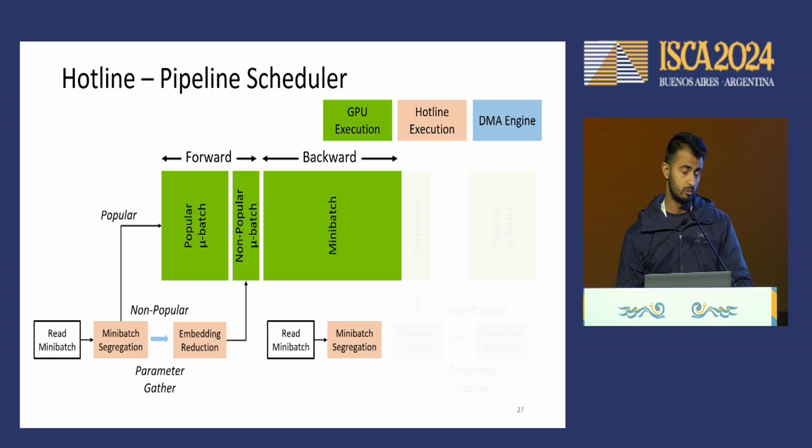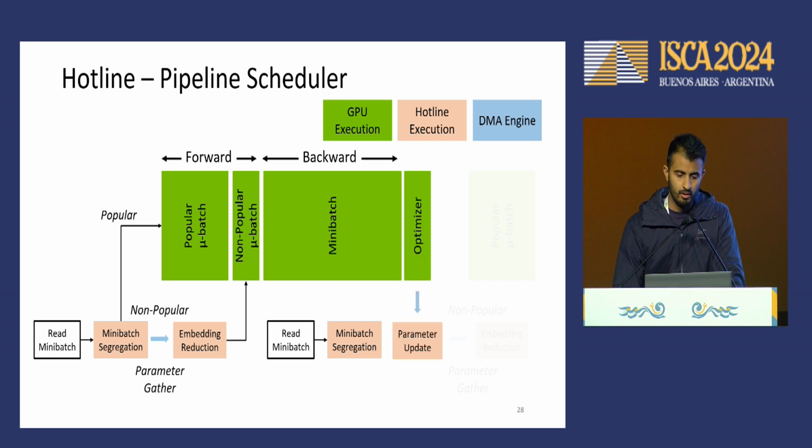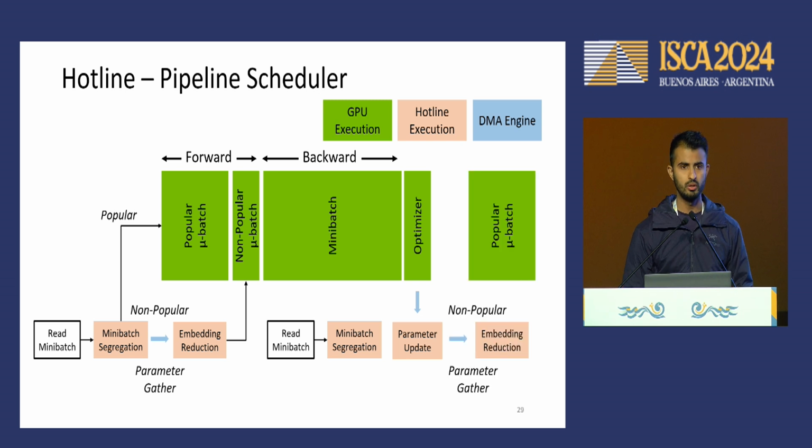Once the backward pass is happening, Hotline takes the next mini-batch and pre-processes it. When it comes to the optimizer phase, the highly accessed embeddings are updated on GPU devices in a distributed data parallel fashion, while the coalesced gradients on non-highly accessed embeddings are transferred to Hotline to be updated on CPU main memory. And the training goes on in this fashion.